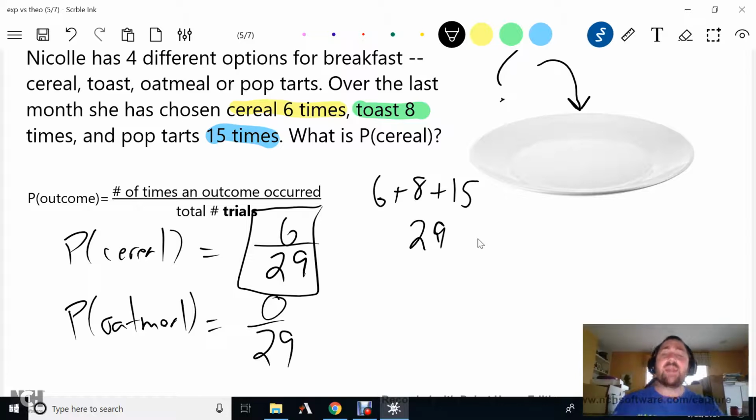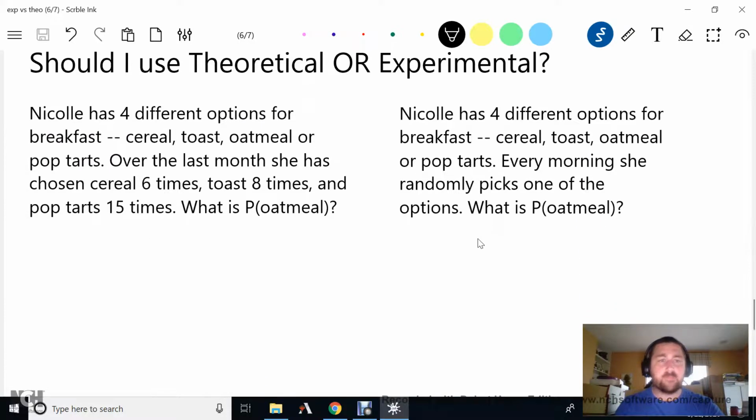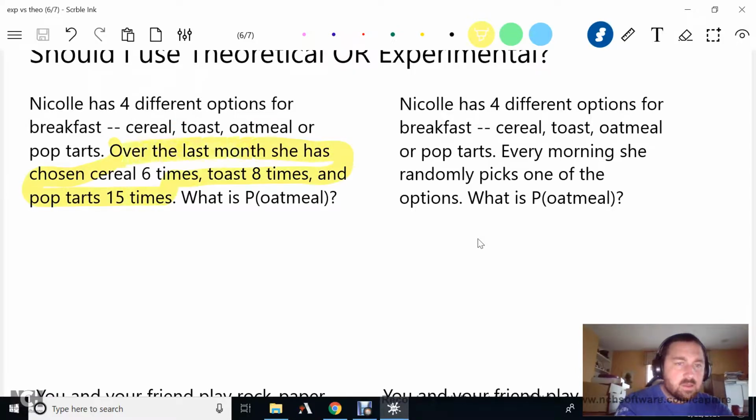Now, how can we tell if a scenario is experimental or theoretical? Well, let's look at some side-by-side cases. Here's the one we just looked at. Nicole has 4 different options for breakfast: cereal, toast, oatmeal, or Pop-Tarts. And then we have this past data. So I'm highlighting the yellow part. All of that is data.